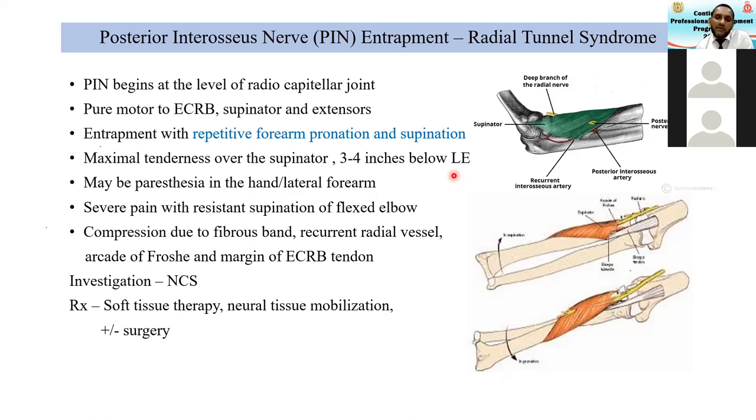Investigations are clinical findings, as well as nerve conduction studies. For treatment, usually soft tissue therapy and neural tissue mobilizations usually resolve the problem, with correction of biomechanical errors. Some cases might need surgical release.